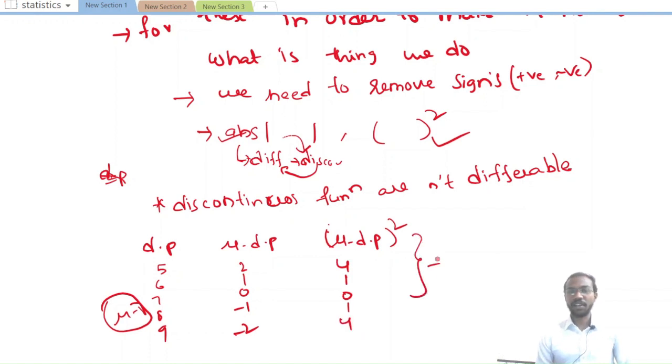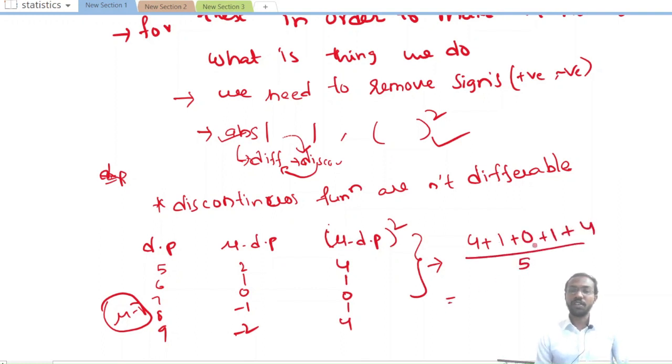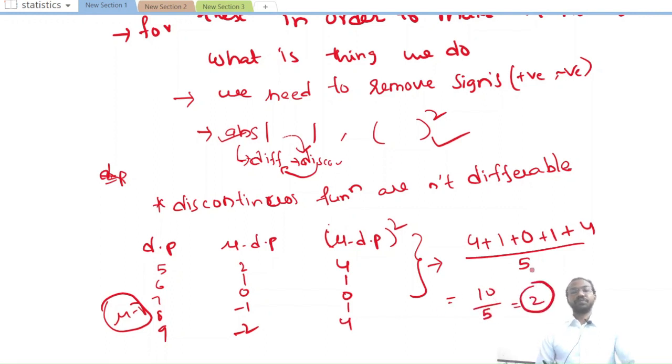Now we calculate the mean. So what is the result? 4 plus 1 plus 0 plus 1 plus 4, divided by 5. 5 plus 5 is 10, and 10 divided by 5 is 2. The spread is 2.